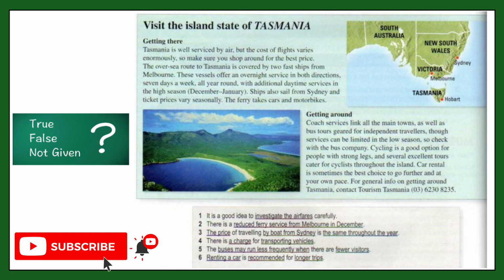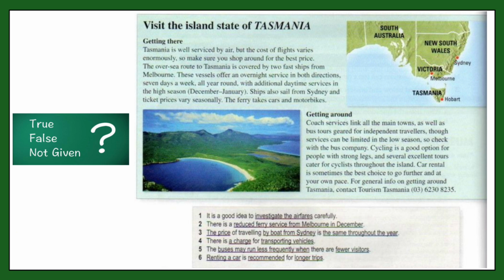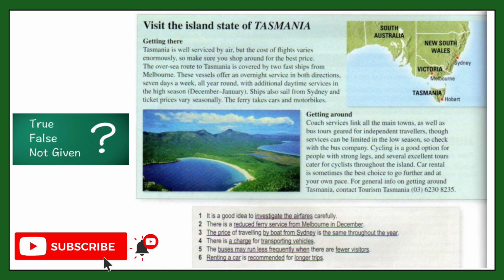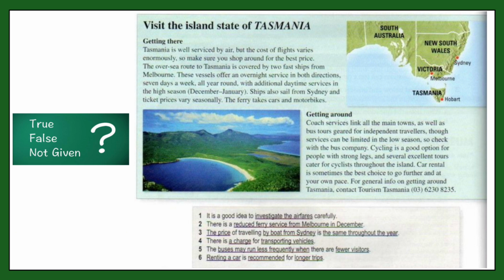Now there is an activity or task before you for true, false and not given. You may take a screenshot of it and then solve it. There are 6 questions given with the passage, visit the island state of Tasmania. You people will definitely follow all the technical instructions I've given you. You must give me your feedback in the comment section.